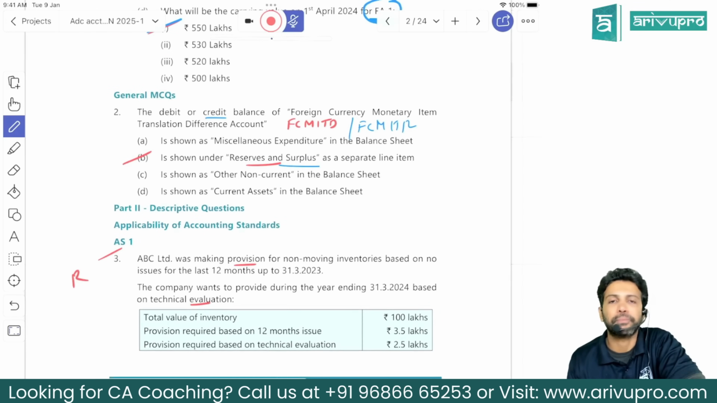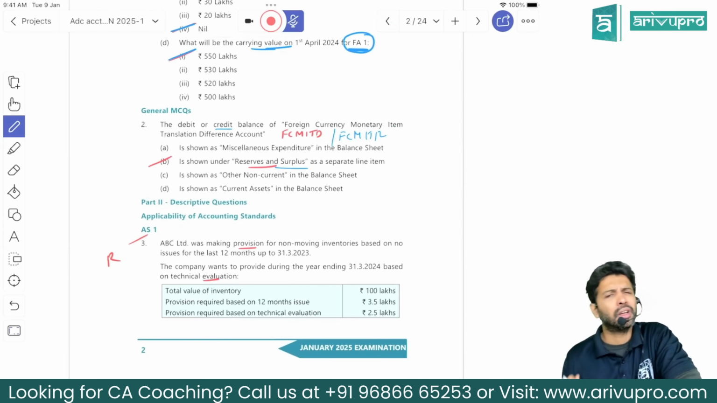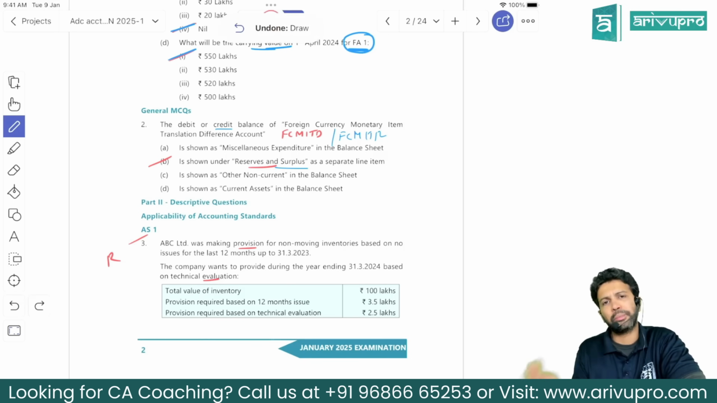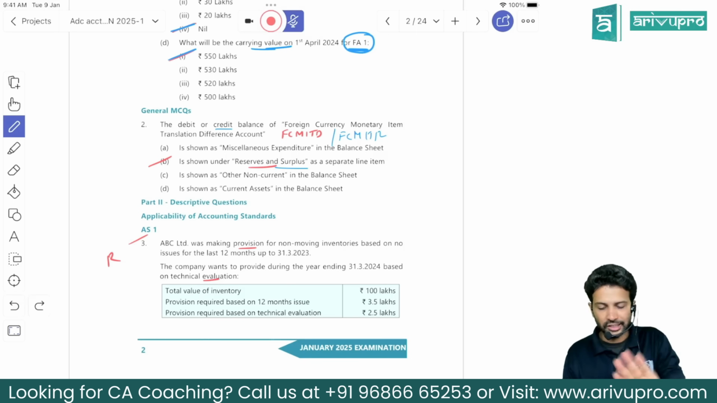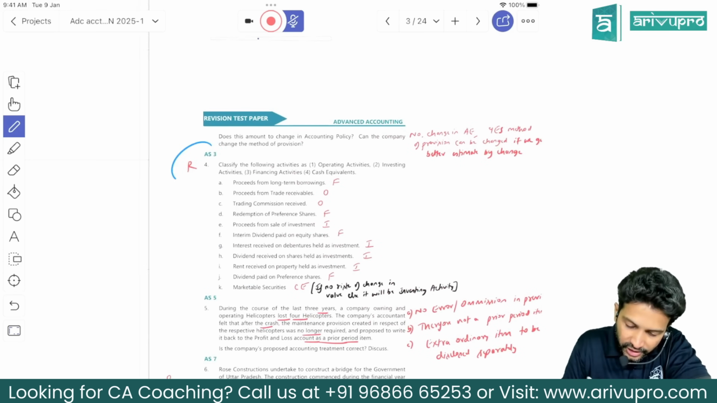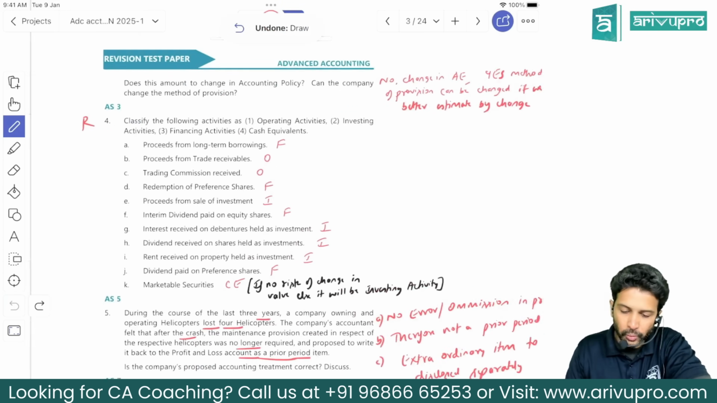Any problem? Pretty straightforward. Then you have some normal descriptive questions. This is repetitive. Whatever is repetitive, I've denoted by the symbol R. The same or a similar question is already there in our class notes. That's the reason we will not be doing it. Okay, this is repetitive. AS3 is again repetitive. One point on AS3 I'll tell you.